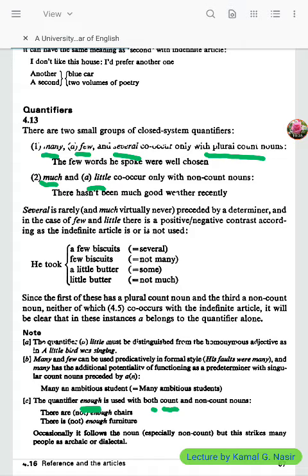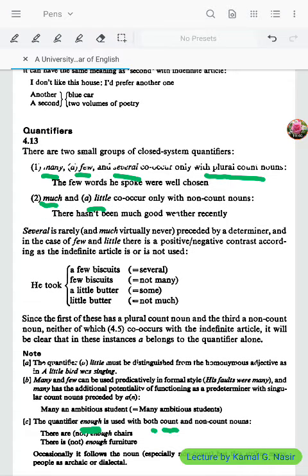For example given here, the few words he spoke were well chosen. Where is the post determiner now? The post determiner is few. Where is the head noun? The head noun is words. Where is the determiner? The determiner is the. So the is the determiner, few is a post determiner, and of what type of post determiner? A quantifier. And words is the head noun.